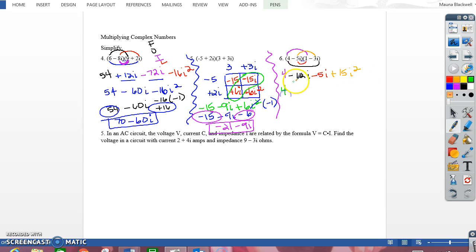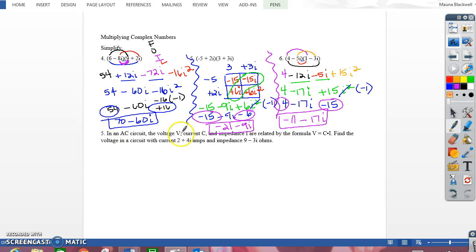So I have 4. My like terms of negative 12i and negative 5i is negative 17i plus 15i squared. But remember, i squared is negative 1, so this becomes 4 minus 17i minus 15. And then I can combine my like terms of 4 and negative 15, which gives me negative 11 minus 17i.